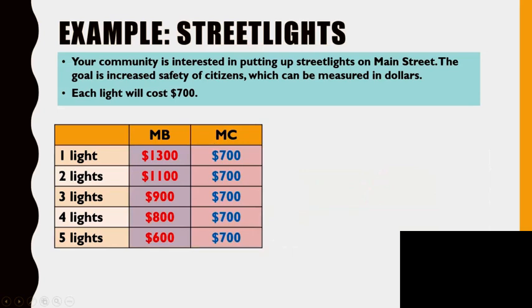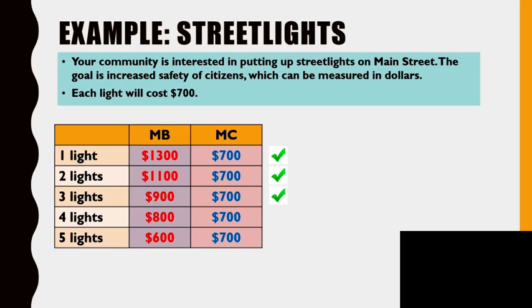So now we need to decide what's the optimal number of streetlights. Should we have the first streetlight installed? Yes, look at that. The marginal benefit is $1,300 and the marginal cost is $700. And 2 streetlights, $1,100 and $700. Third streetlight, our marginal benefit is $900. Our marginal cost is $700.